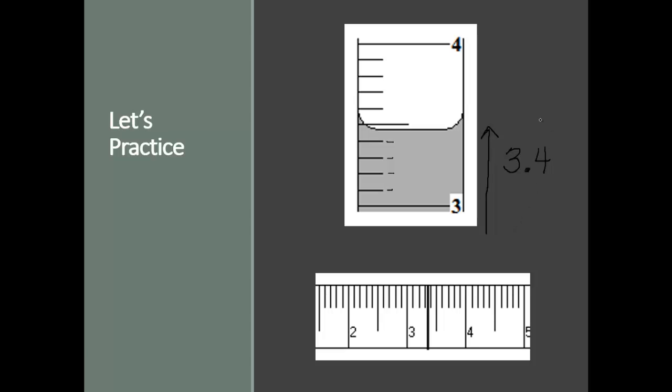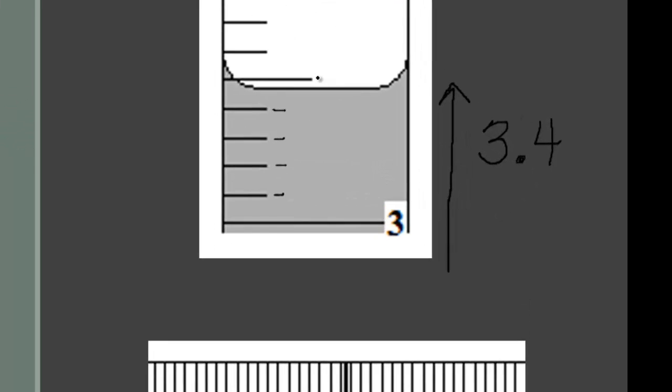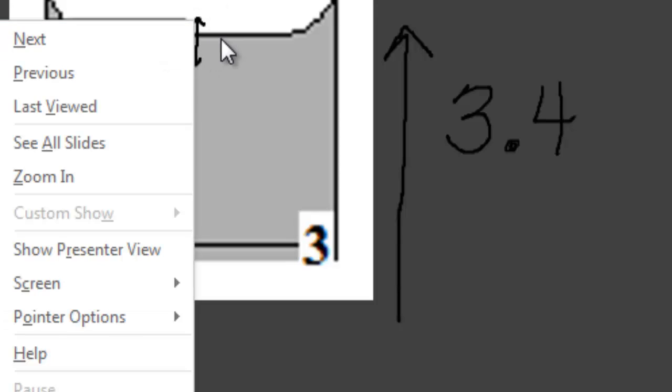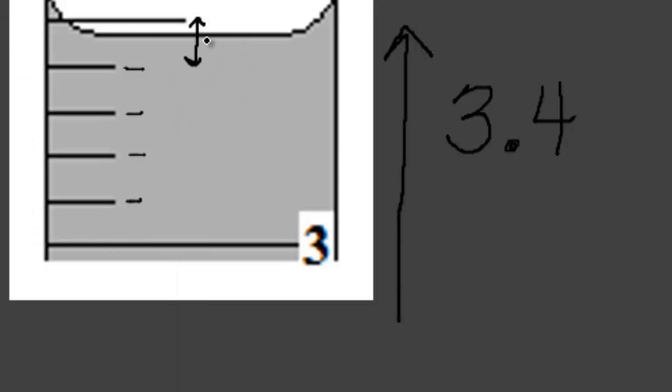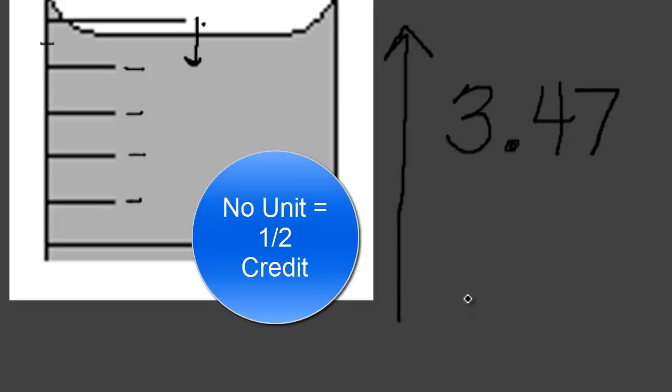Then we need to estimate where this line falls between those two little lines. So does it look like it's halfway or a little over halfway? I would say it's just over halfway, so I would estimate this as a 7. Now if I just put 3.47, it'd be a good number, but I'm only going to get half credit. So I need to make sure I have my unit of milliliters.